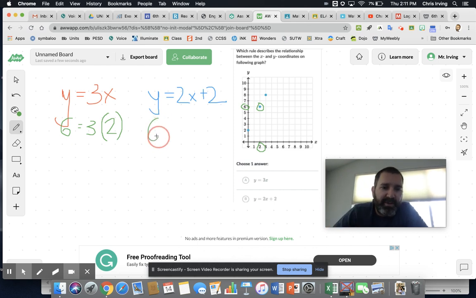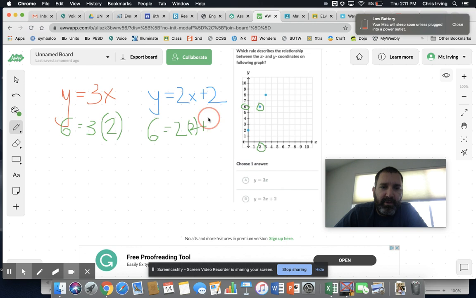Again, I'm going to substitute 6 for y. And if we go ahead and rewrite the entire equation, we would see something like this. 2 times 2 plus 2. Well, as it turns out, this is also a true equation. 2 times 2 is 4. And then if we add 2 to that, we get 6. Okay, so does that mean that both of my equations are true? Well, yeah, for that point. However, the equations have to be true for all 3 points. Okay, for all 3 points on this line.